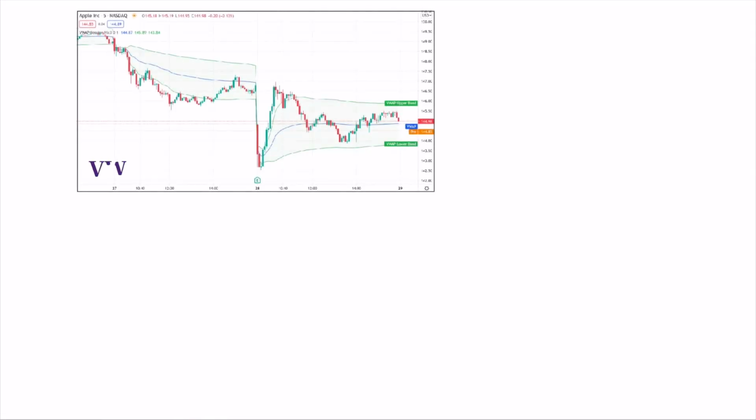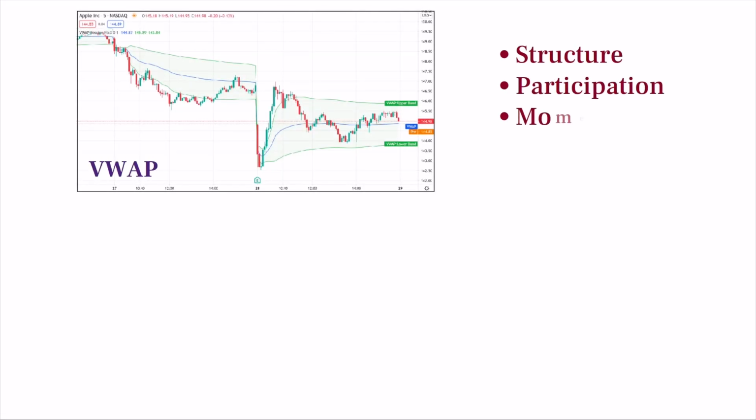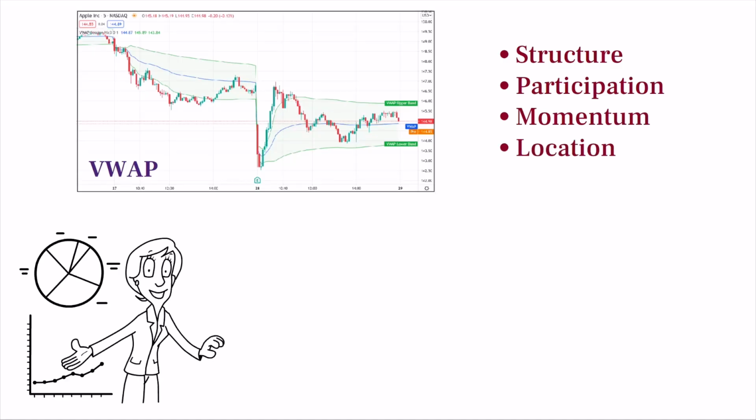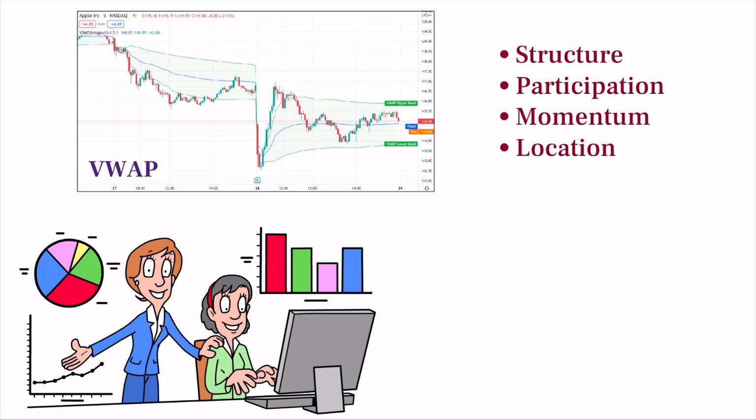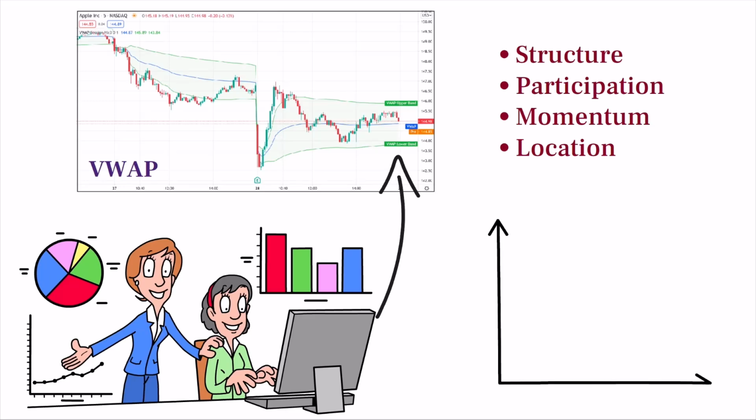In the next video, we will bring everything together with VWAP so you can see how structure, participation, momentum, and location work together as one framework. And when those pieces begin to align, the chart becomes clearer, your decisions become more controlled, and instead of guessing, you start responding to what the market is actually showing you.